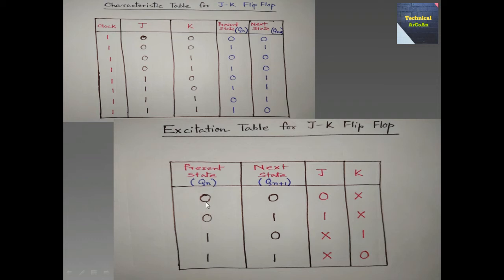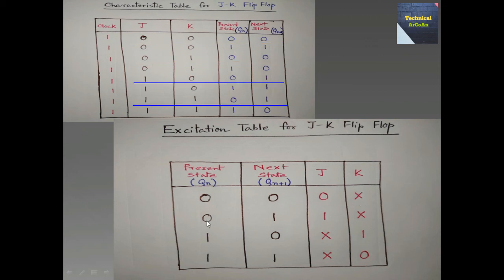When the present state is 0 and the next state is 0, what is the value of J and K? It is 0 0. This also applies for 0 and 1. When 0 0 is there, the present state is 0 and the next state is 0, J is 0, K is 0. But here J is 0 but K is 1, so the J value is the same, so J is 0, but the K value changed from 0 to 1, that's why it's a don't care.